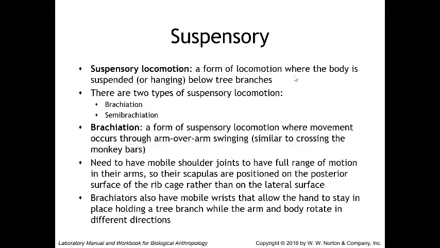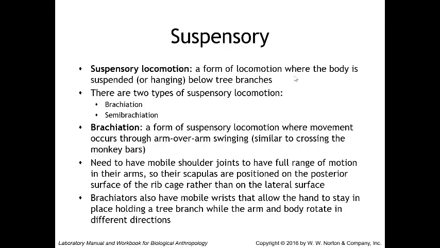And then they have long curved fingers to help the body hang from the tree branches. Our suspensory locomotion and our brachiation, they need to have mobile shoulder joints in order to have a full range of motion in their arms. So what we see is that their scapulas are positioned on the posterior surface of the rib cage rather than on the lateral surface, right?